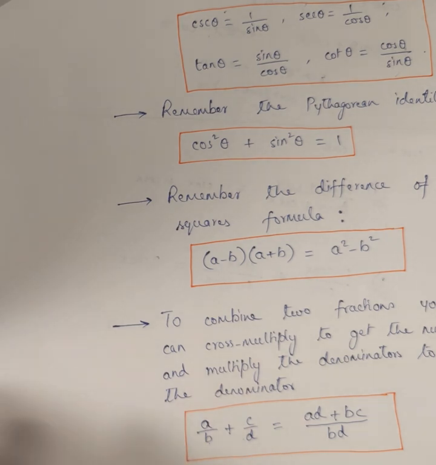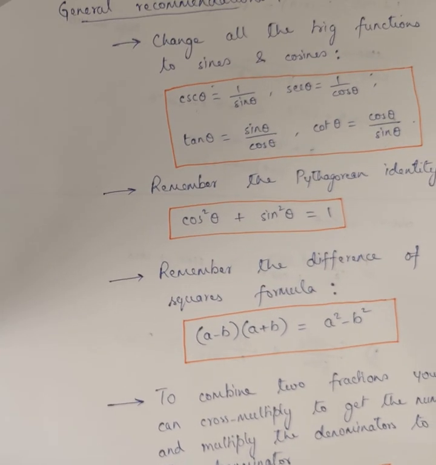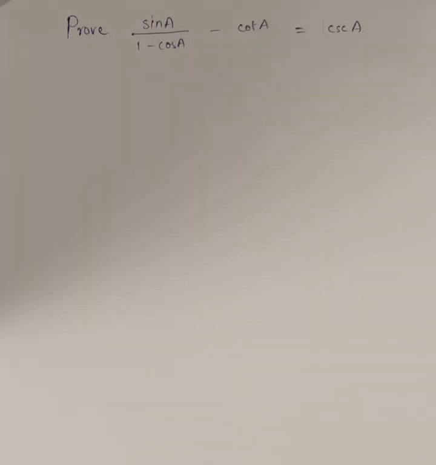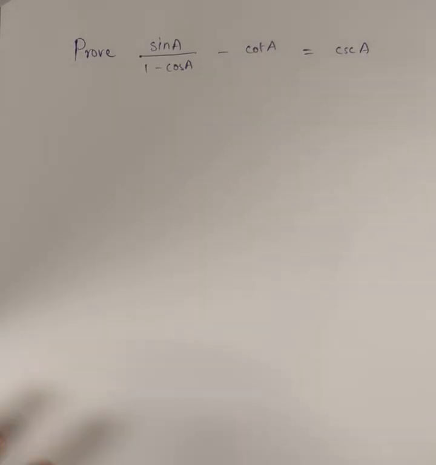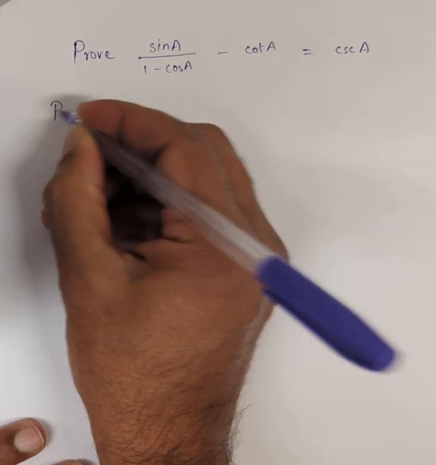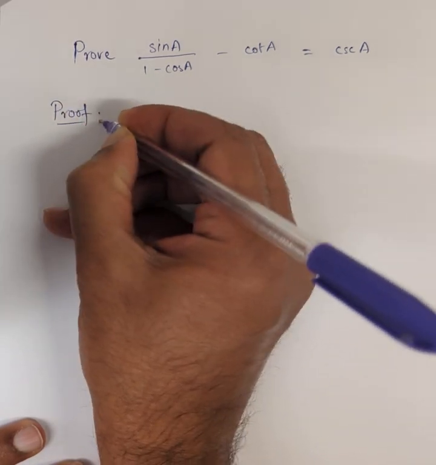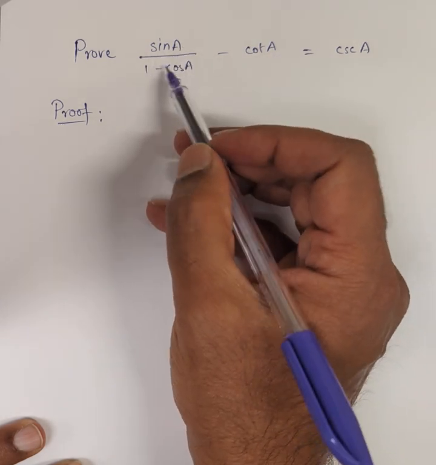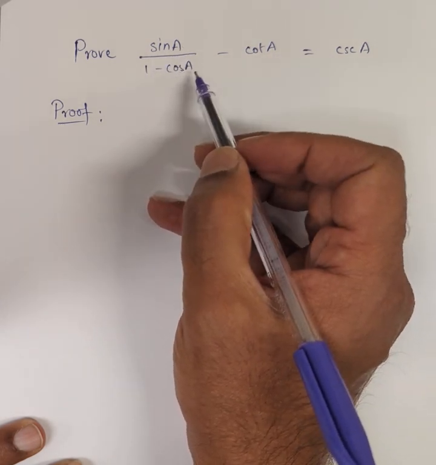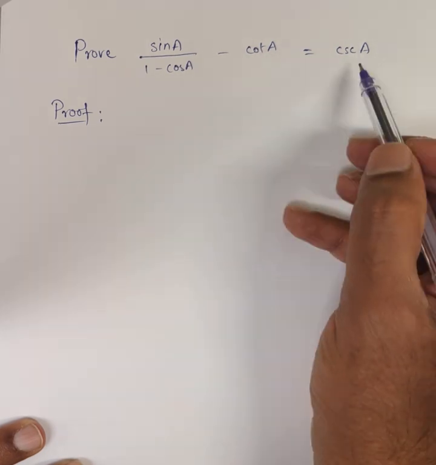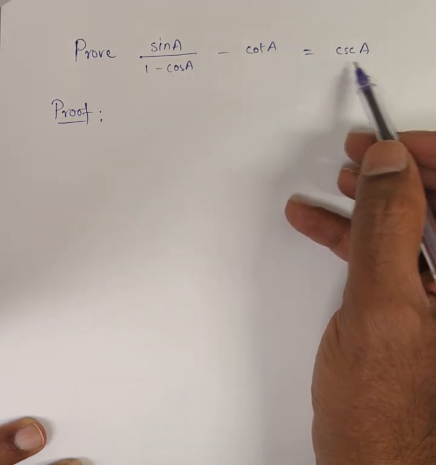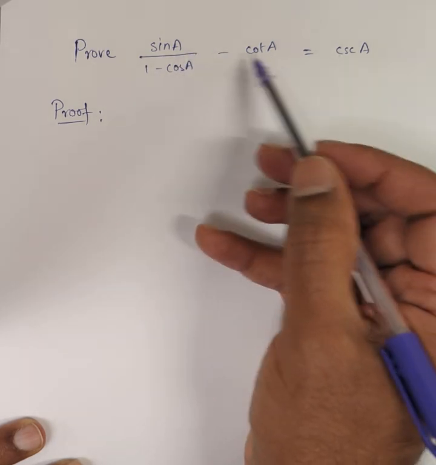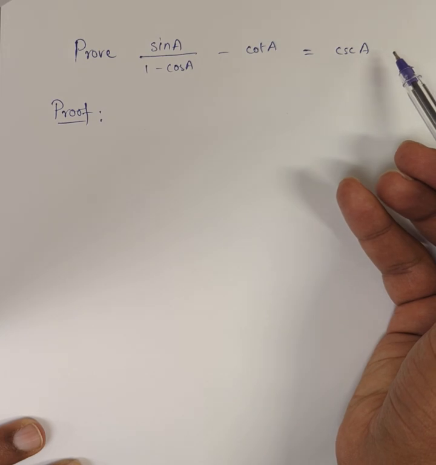If you know these recommendations, then you can do a lot of trig identity proofs quite easily. So let's go ahead and write the proof of this. The left side is sine A over 1 minus cos A minus cot A, and the right side is cosecant A. The right side looks much simpler, so I want to start on the left side, rewrite the left side, and arrive at the right side.